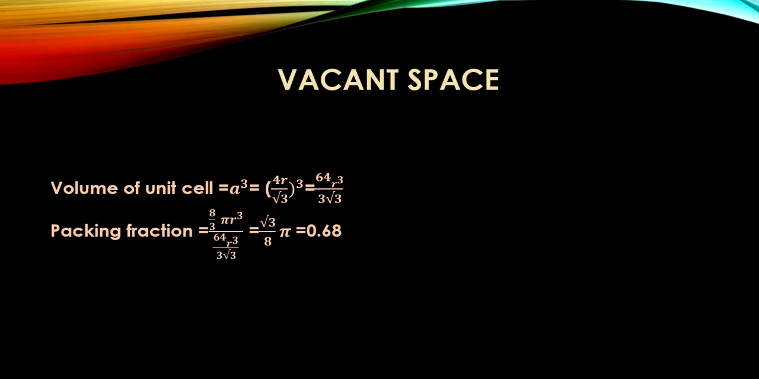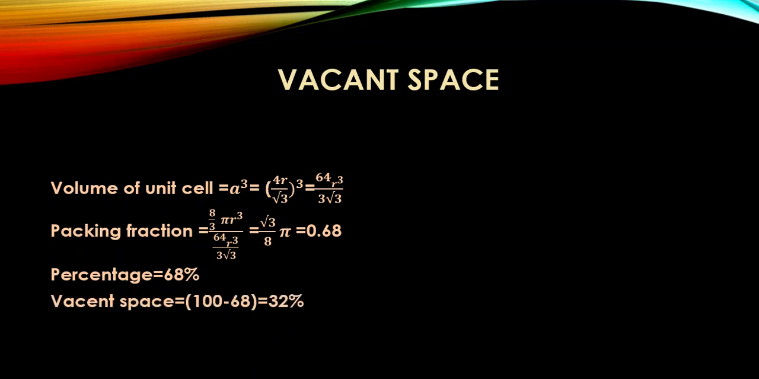Packing fraction is the total volume occupied by the atoms by the volume of unit cell, that is 8 by 3 pi r cube divided by 64 r cube by 3 root 3, which is equal to root 3 by 8 pi, which is equal to 0.68. So the percentage of occupied volume, that is packing fraction, is 68%, and vacant space is equal to 100 minus 68 is equal to 32%.